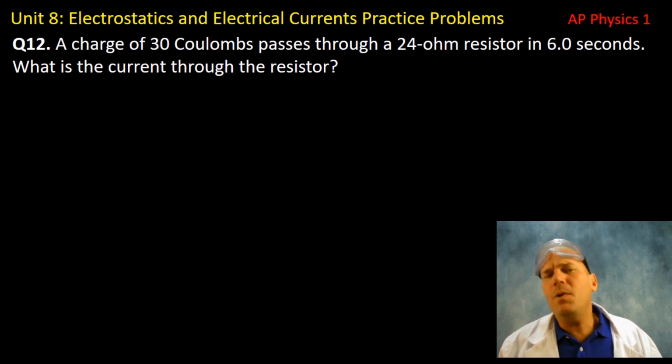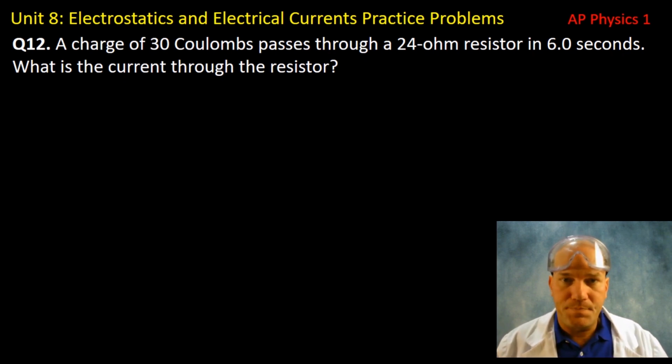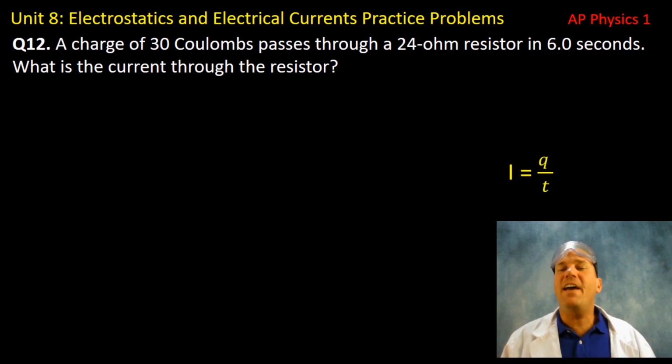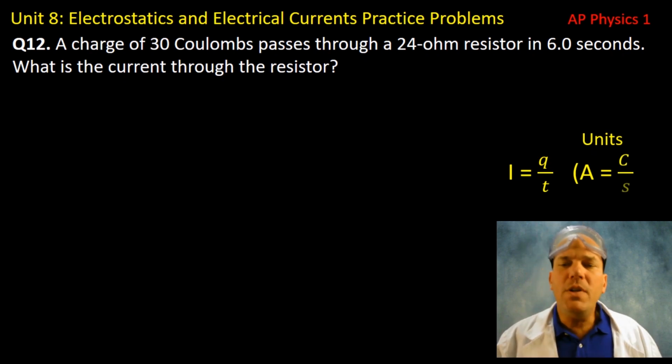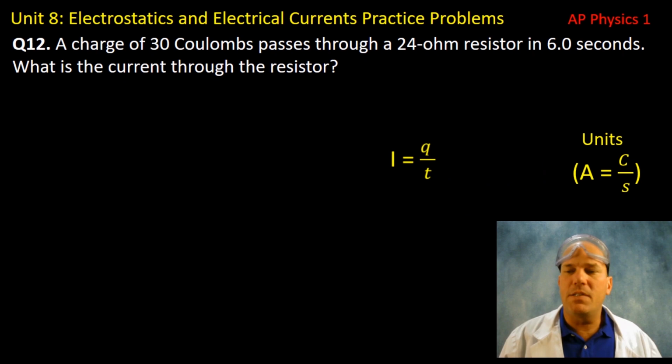Okay, in question 12, a charge of 30 coulombs passes through a 24 ohm resistor in 6 seconds. What is the current through the resistor? So some of the preceding facts on the problem set. Current is the charge divided by the time. So it's that rate. Our units are going to be amperes equal to coulombs divided by seconds. Those are the SI units here.